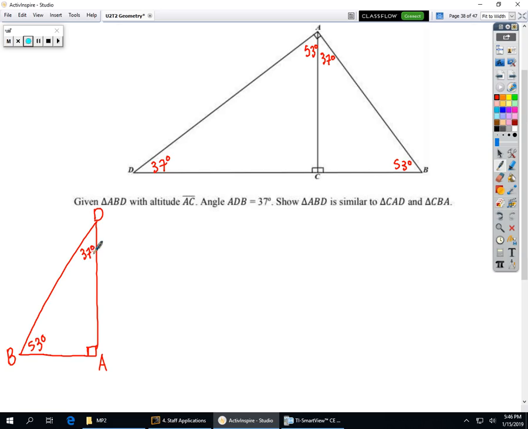So this is the big triangle. Let's draw CAD. CAD is the medium triangle. We can just kind of draw out what's here. Oof, that's pretty bad. Whatever. So CAD: D is 37, and this is 53. And the last one, CBA, which is this little triangle right here.